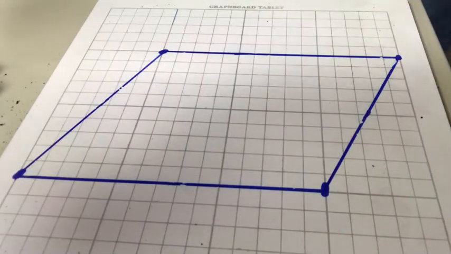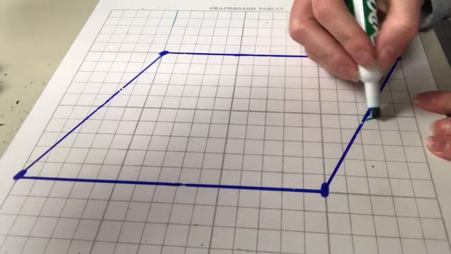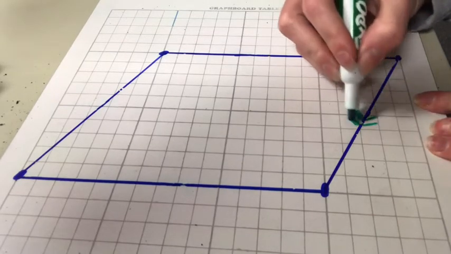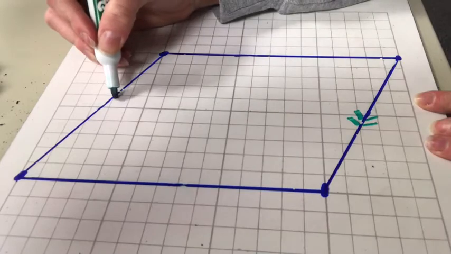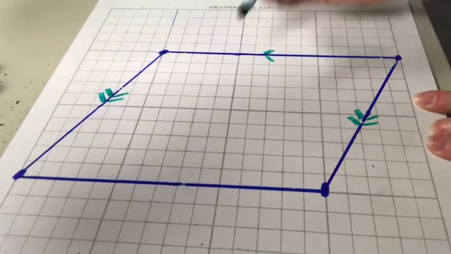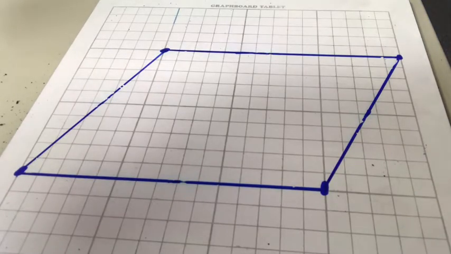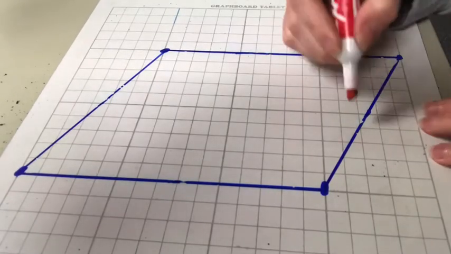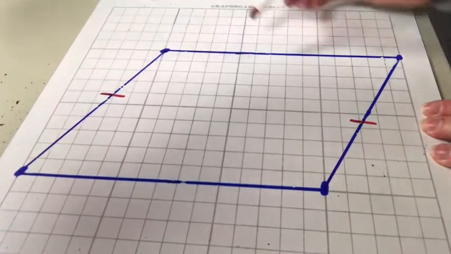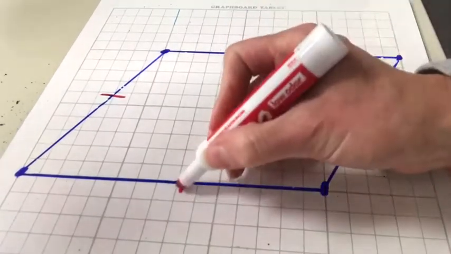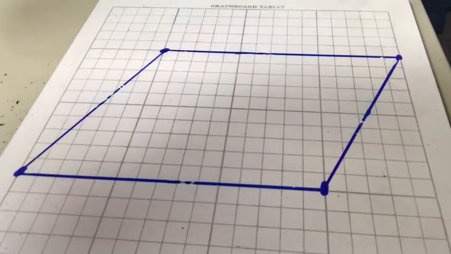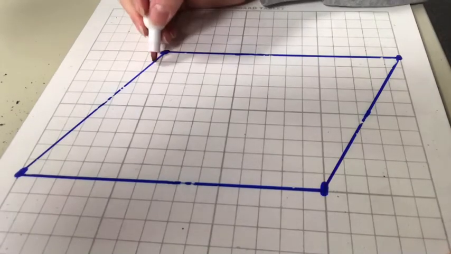A parallelogram. This is a parallelogram. The definition of a parallelogram says that opposite sides are parallel. Opposite sides are also congruent. Opposite angles are congruent.